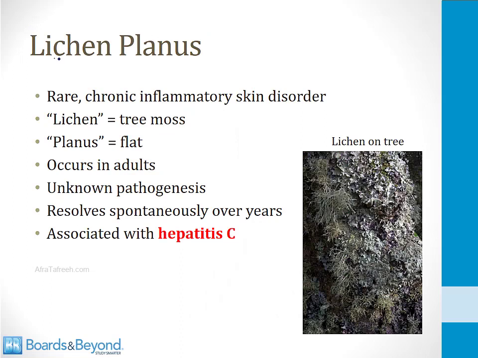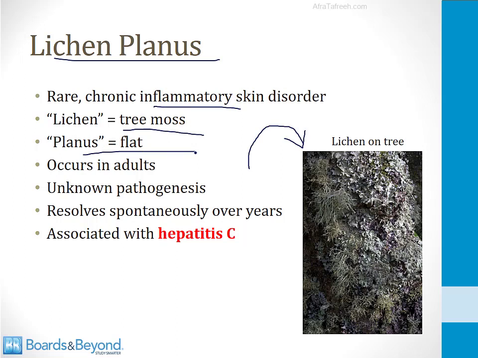Our next disorder is lichen planus. This is a rare chronic inflammatory skin disorder, and if you don't know this, the word lichen means tree moss. This is a picture of a tree with lichen on it, and the word planus means flat. So this disorder gets its name because it is a flat skin lesion that reminds people of tree moss. It occurs in adults, the pathogenesis is unknown, and it resolves spontaneously, although it takes years. And in terms of board purposes, you should know that this is classically associated with hepatitis C. This will often be described in a patient who has chronic hepatitis C infection.